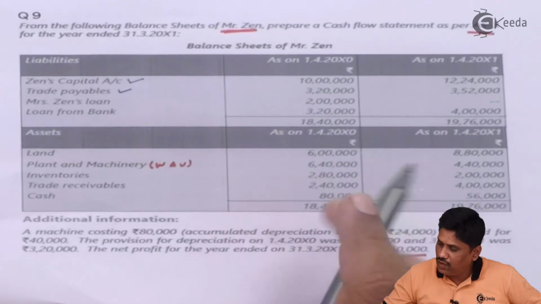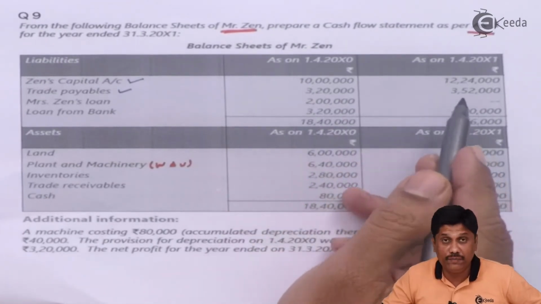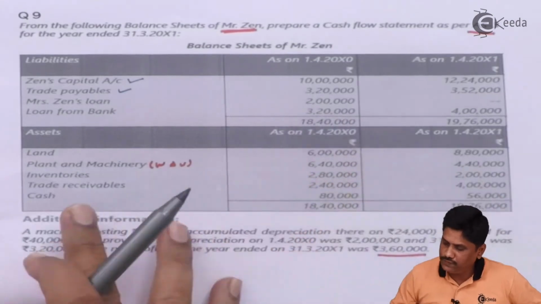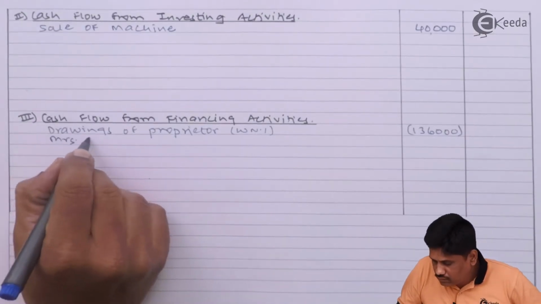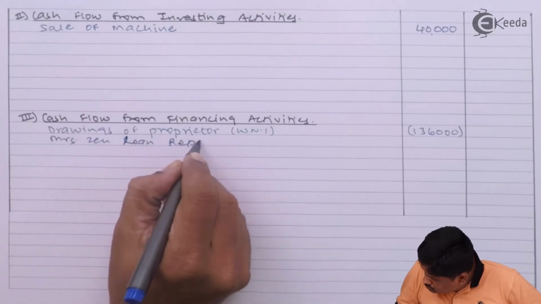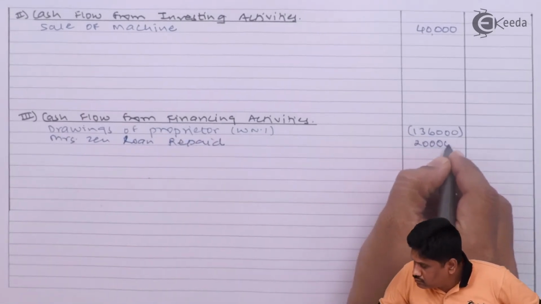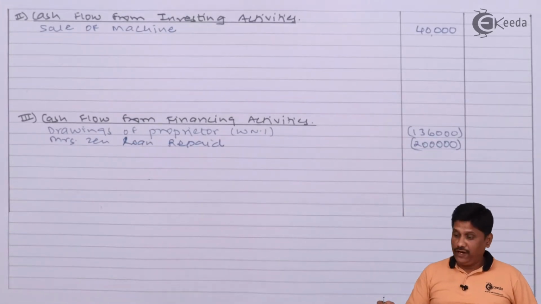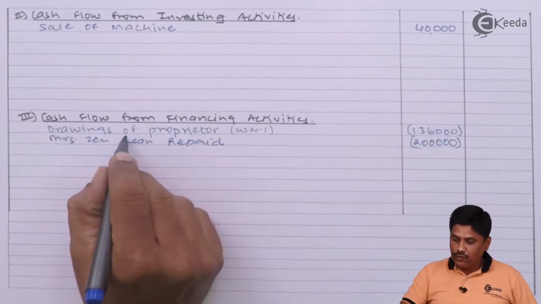Mrs. Z's loan, earlier it was there, now it is not there. That means we must have repaid. Repayment of Mrs. Z's loan. If it has been repaid, then it is a cash outflow, therefore negative, and in financing activity because we are talking about a loan.